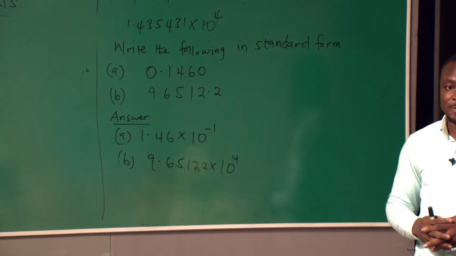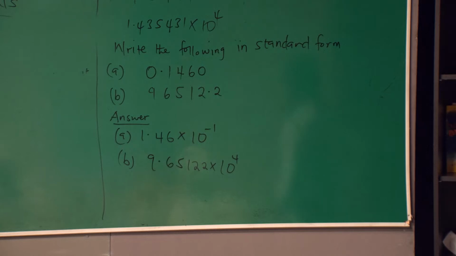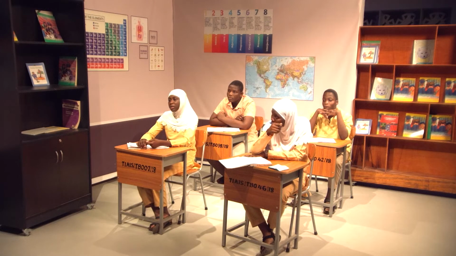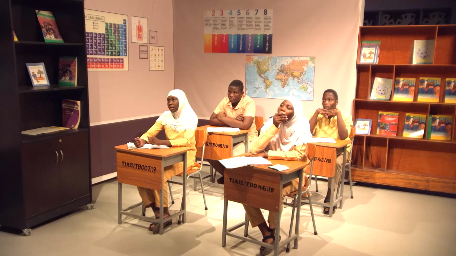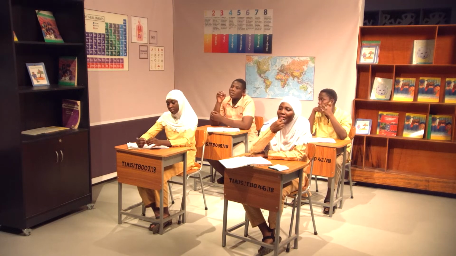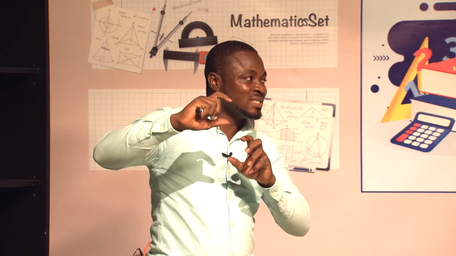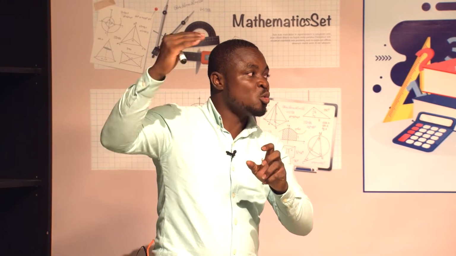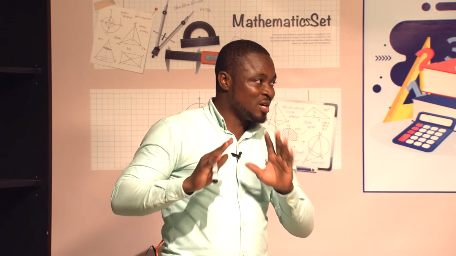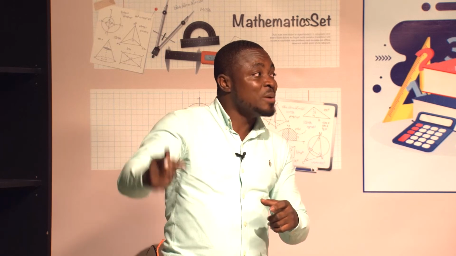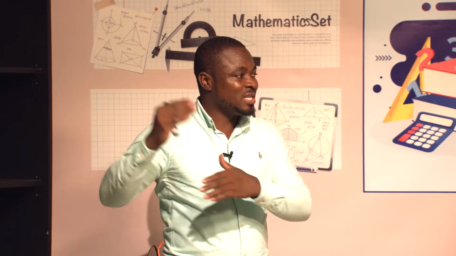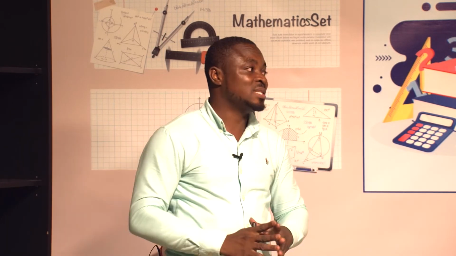Are you okay? Yes. Asifa, any questions? Sir, please, if the power is +1, is it necessary to write the 1? If it is -1, you have to write 10 exponent -1, because it means it is a fraction. 10 exponent -1 means 1 over 10. That one you have to write. But 10 exponent 1 means 10. So whether with the 1 or without the 1, it means the same thing.